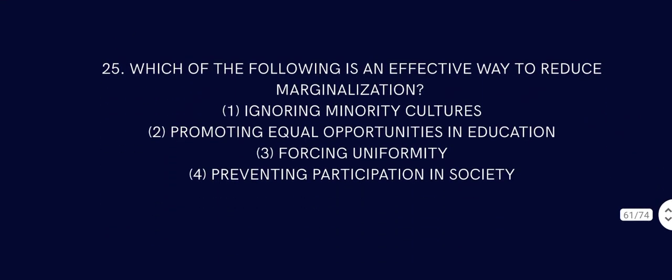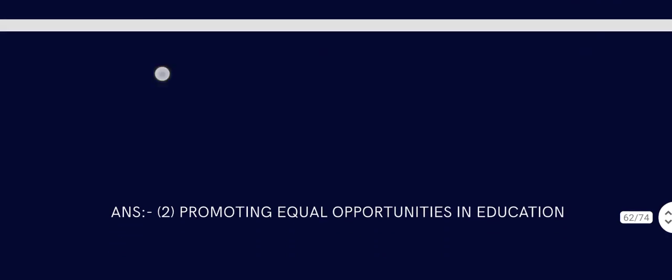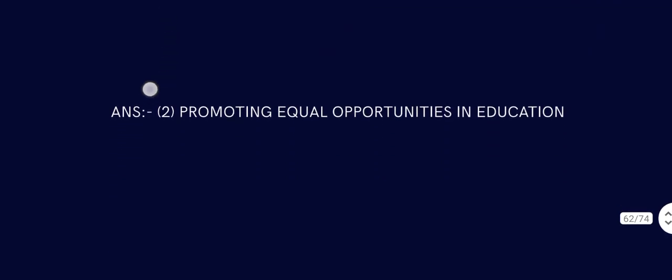Question number 25. Which of the following is an effective way to reduce marginalization? Ignoring minority culture? Nope, that is not the way to reduce it. Promoting equal opportunities in education? That is the only way to reduce marginalization. Forcing uniformity and preventing participation in society? That is wrong. So the answer is promoting equal opportunities in education.